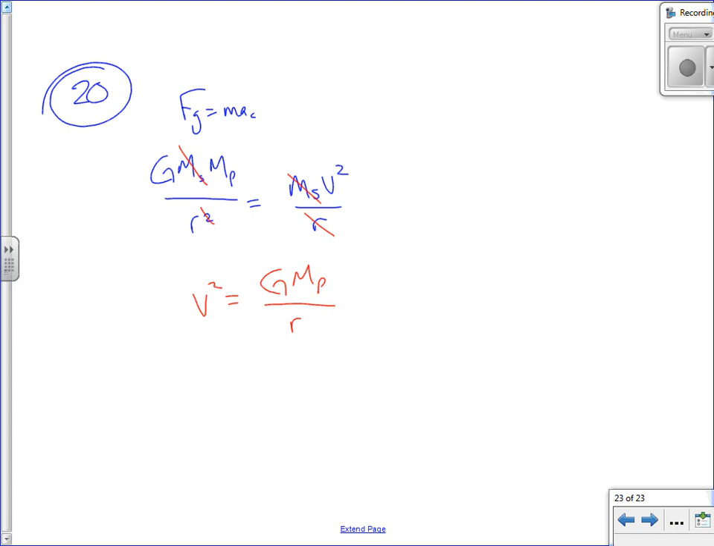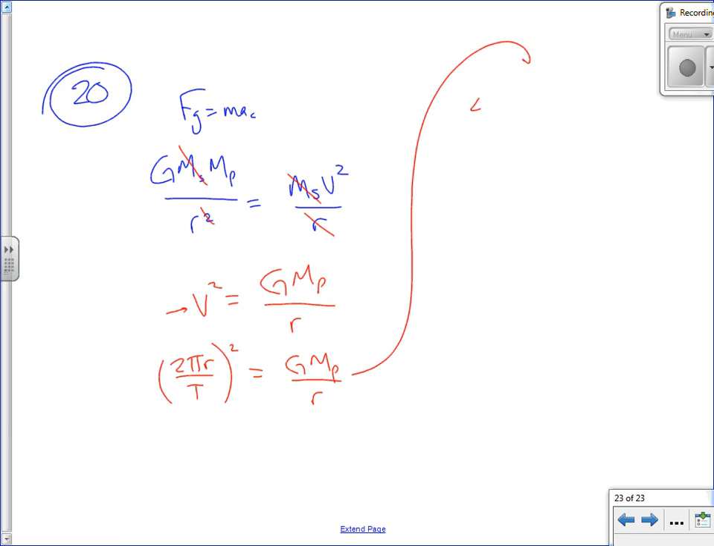Well, we want something about period. Period lives in here. v is 2 pi r over T, squared. 4 pi squared r squared over T squared is G mass of the planet divided by r. We want T, so check it out, 4 pi squared r cubed is T squared G mass of the planet. It's actually Kepler's third law.